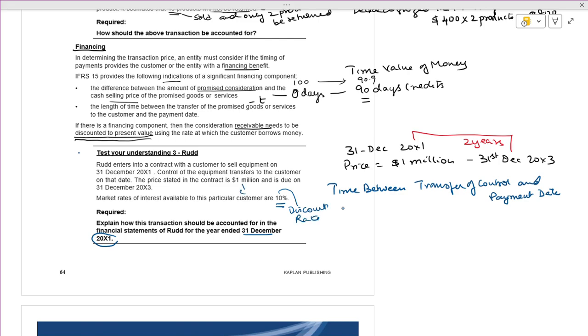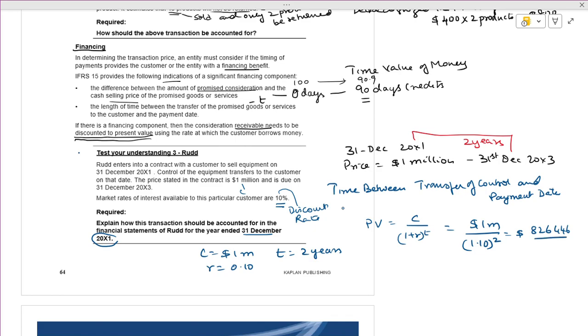This is nothing but the value of C. What is the present value? Present value is C divided by (1 plus R) to the power of T. C is 1 million, R is 10%, T is 2 years. If you take 1 million divided by 1.10 to the power of 2, it comes to 826,446. This is how the transaction should be reflected as on 31st December 2001.